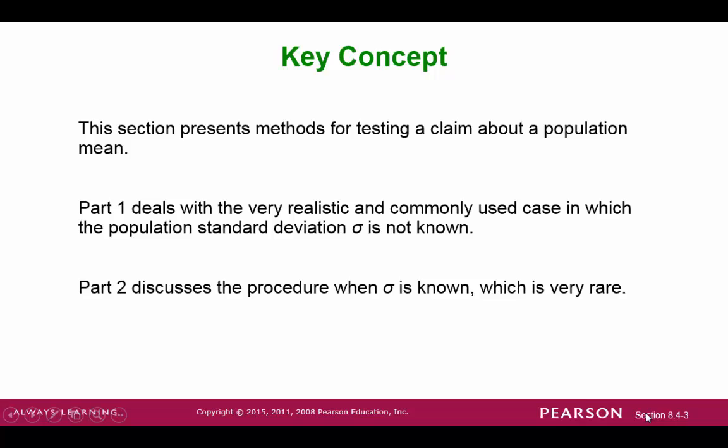The first part, we will test a claim where the population standard deviation is not known. The second part discusses a procedure where we test the claim about a mean where the population standard deviation is known, but this does not happen very often.